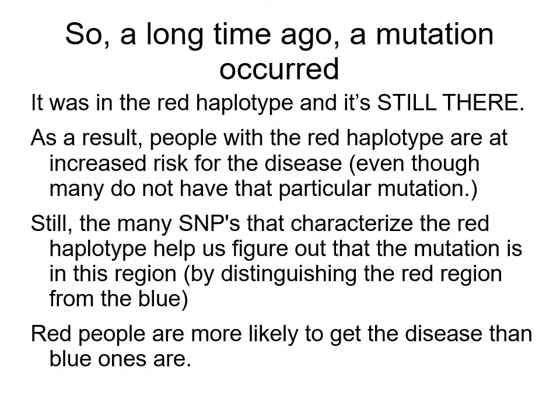All right. So the idea is a long time ago a mutation occurred. It was in the red haplotype, and importantly, it's still there. So people with the red haplotype are at increased risk for the disease, even though many don't have that particular mutation. It's a matter of correlation. But the many SNPs that characterize the red haplotype will help us figure out where the disease gene is by locating the red haplotype and associated with it to have some predictive value with this disease.